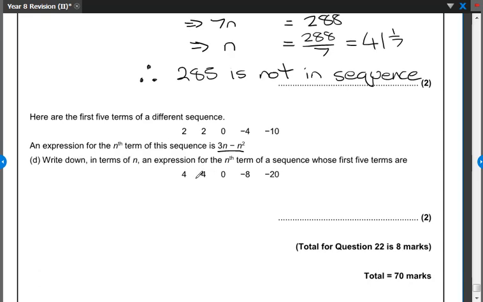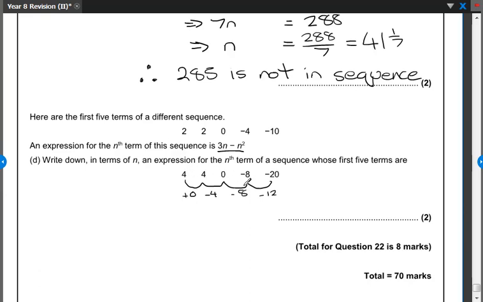Now below we have another sequence. And it says write down in terms of n an expression for the nth term of this sequence. How can you do that? Let's check again. 4 to 4 is 0, then 0, minus 4, minus 8, minus 12. Now, there is actually a pattern if you go again, but anyway. This is not a linear sequence, it's not arithmetic, because it's not the same difference every time.